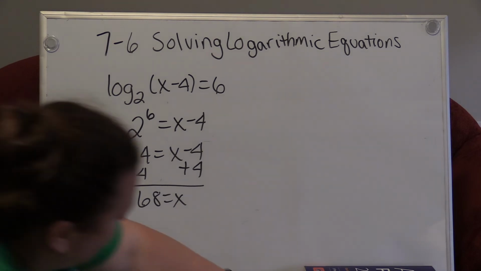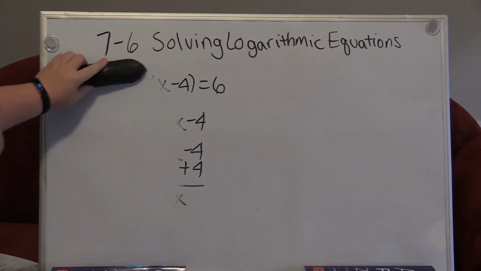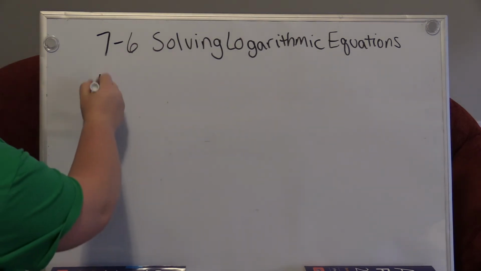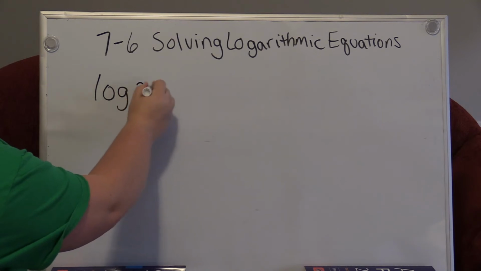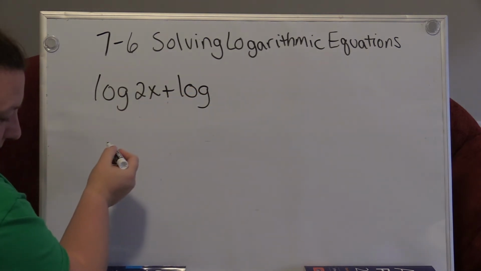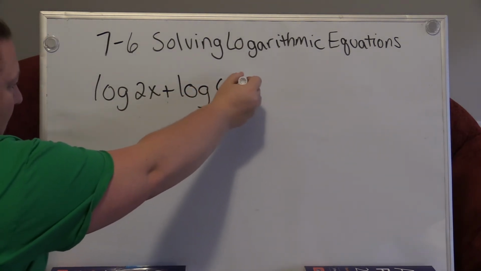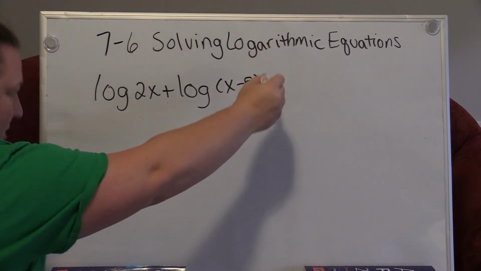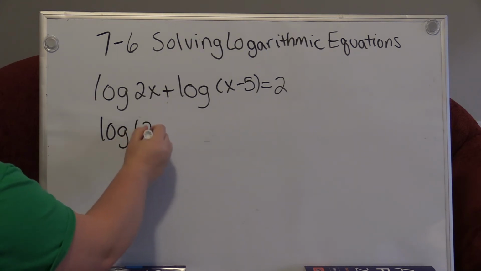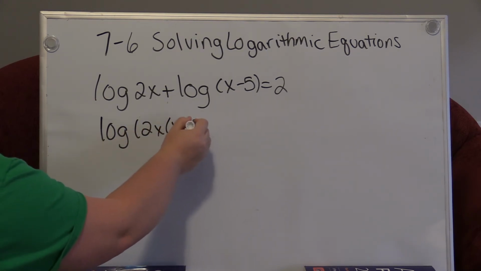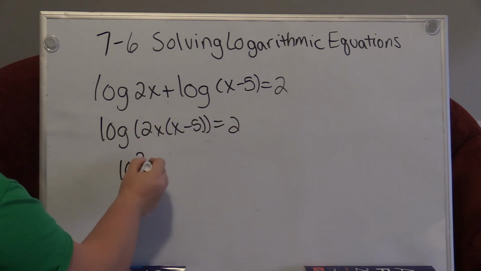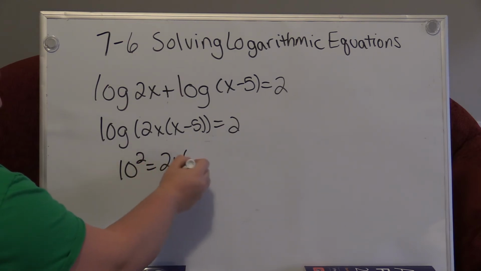Let's try a couple more like these. I get the log of 2x plus the log of x minus 5 equals 2. So I have the log of 2x times x minus 5 equals 2. So 10 squared equals 2x times x minus 5.